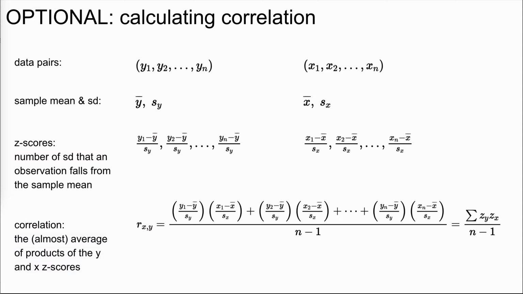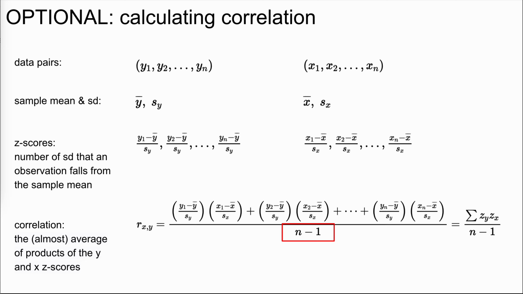Finally, we can use this information to calculate correlation. In words, the correlation is essentially, but not quite, the average of products of the y and x z-scores. For example, the first term in the numerator here multiplies the z-scores of the y and x values for the first data point. We add that to the product of the z-scores of the y and x values for the second data point, and keep adding up the z-score products from the first to the final nth data point.